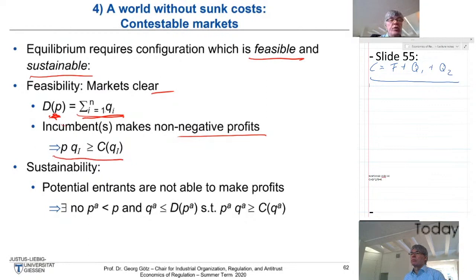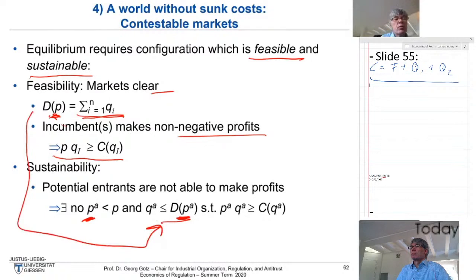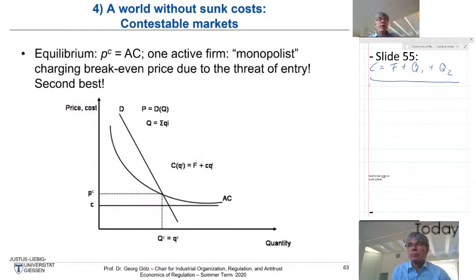The sustainability criterion means that the potential entrants are not able to enter the market and make profits. That is, there exists no price PA, which is smaller than P, at which I could undercut the ruling price so that I could sell something for which I find demand. I had a hard time explaining that up there. Here, the point is that at this price you don't find enough customers so that you can break even as an entrant. It's really better, I think, to explain it by means of the diagram. The one from Chosco is actually totally the same diagram as the one I used on Tuesday in the assignment.